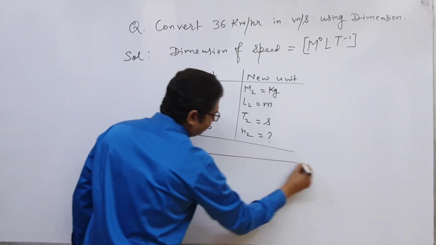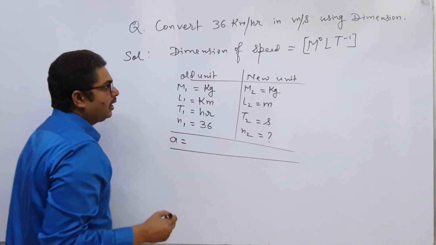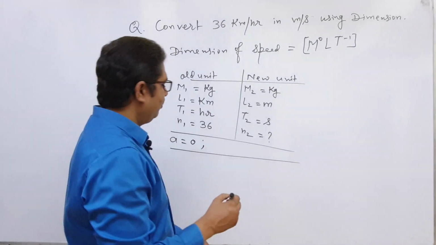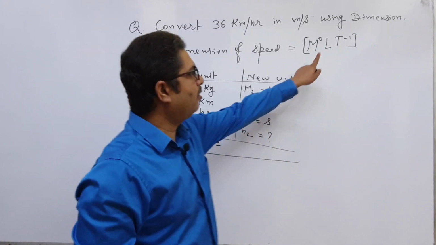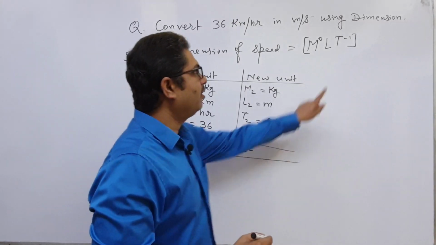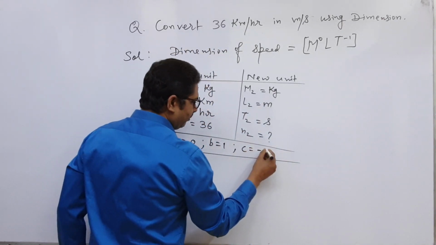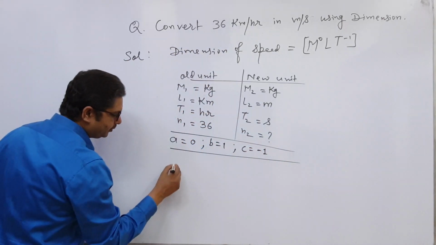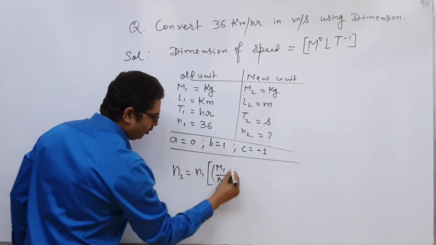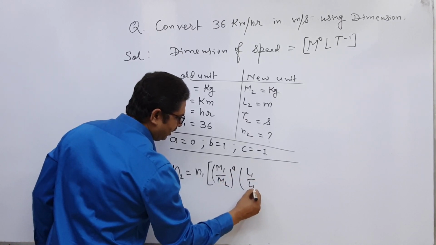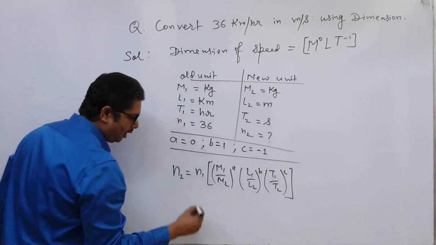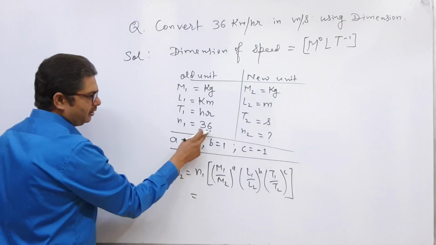Then at this place you can write here A. A means power of M. This is A, 0. Write here B. B means power of L, that is 1. And C. C means power of T, that is minus 1. Write here minus 1. Now write the formula. N2 equals N1 under bracket M1 by M2 whole power A, L1 by L2 power B, T1 by T2 power C. After that put the values. N1 value is 36.